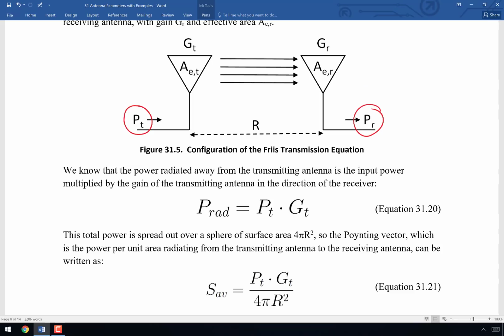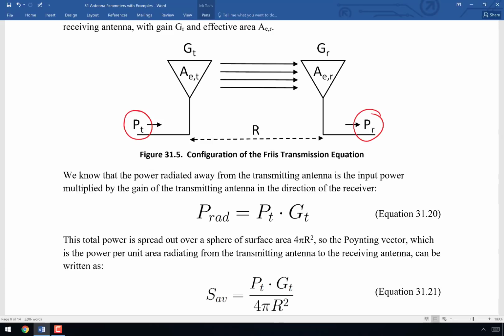So we know that the radiated power of the transmitter is equal to the total power that comes from the transmitter multiplied by the gain of the transmitter. Remember that includes both efficiency and directivity. So we're going to assume that these two antennas are pointed at each other, that they're in an optimal orientation. There are, of course, more complicated equations that could deal with the angle between them, but we're not going to worry about that for right now.